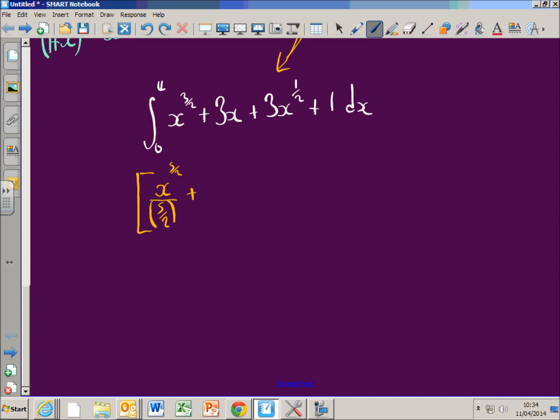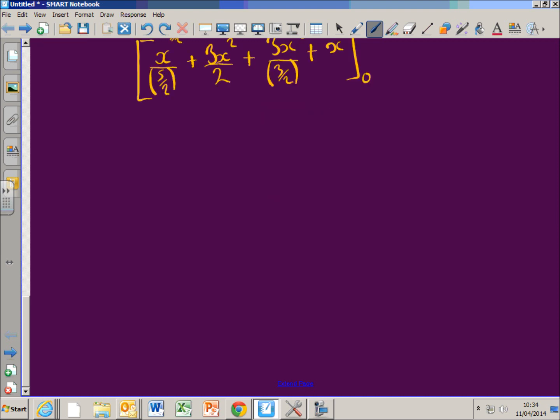What's this one integrated? Yeah. What's this one integrated? Over 3 over 2, yeah. And what's the last one integrated? It's just x, yeah. Perfect. And we've got these limits now, yeah? Okay, absolutely perfect that is.